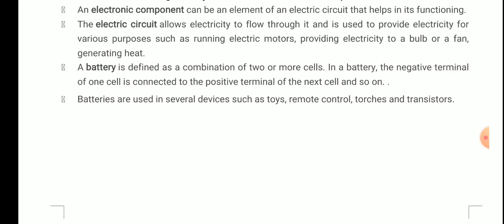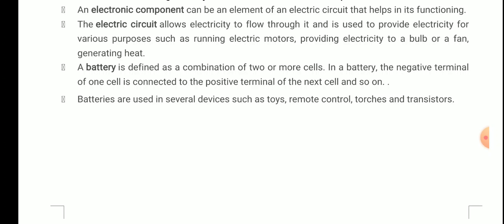What is an electric circuit? It is a path which allows the current to flow. The electric circuit allows electricity to flow, because when the current is flowing, only then is the electricity flowing. The electric circuit is used to provide electricity for various purposes. There may be various purposes, that is electricity to a bulb, running motors, and generating heat, etc.